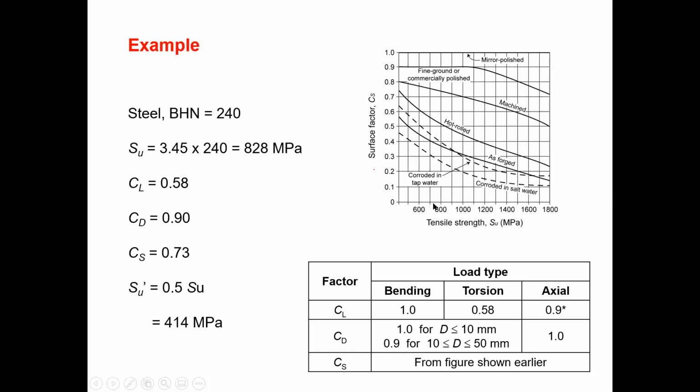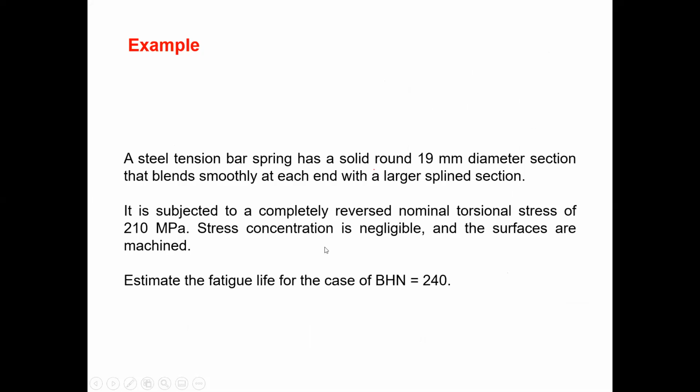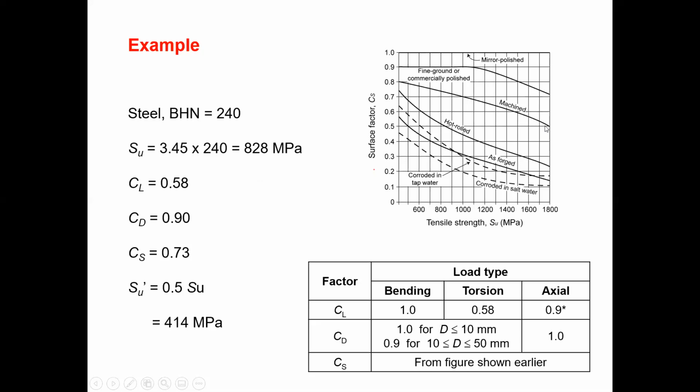So you can draw the line around 828, and that sample, is it machined? They didn't mention the surface of the machine. Yeah, in it they mention, machined sample. So you need to select this curve, draw the line and find out the value. So they consider 0.73. You can see over here. Okay. So then this is this.